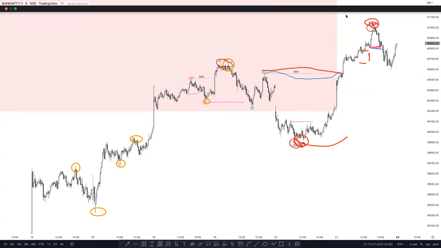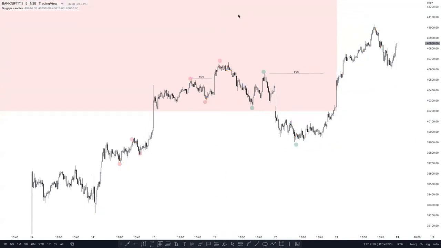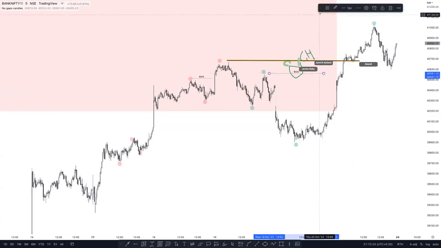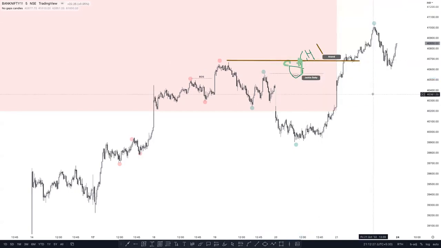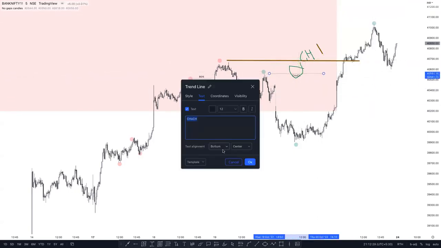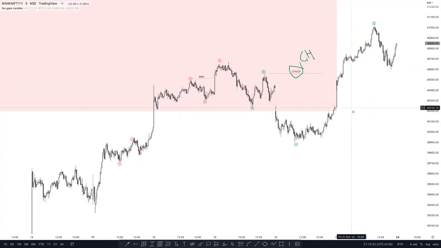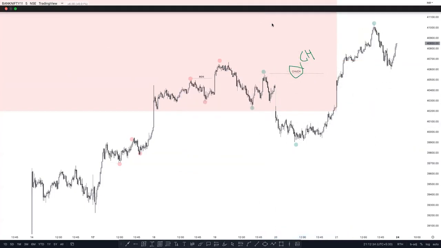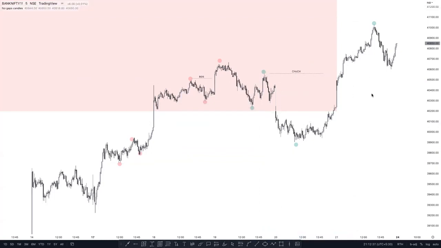Let me clean this one first. Right now you can see the market trying to go higher, taken out the first inducement here, and now trying to push downside. Yes, this is called change of character. You can call it whatever you like, it doesn't matter, CHoCH or BOS. This is just a simple name. The main thing is you have to understand it. So this is the current situation in Bank Nifty.